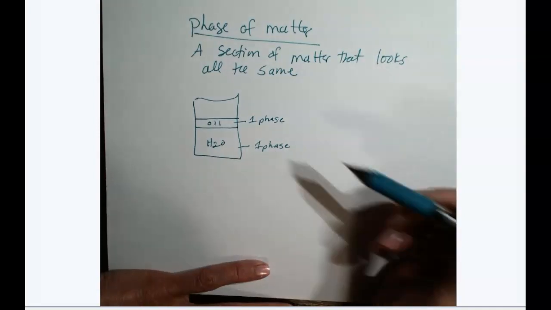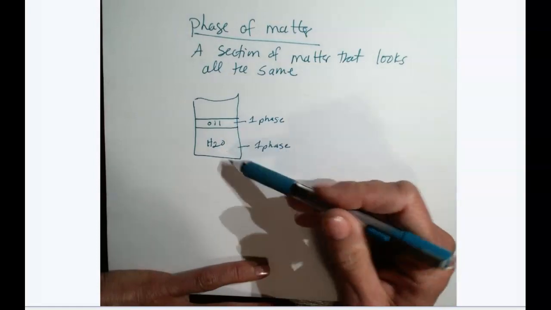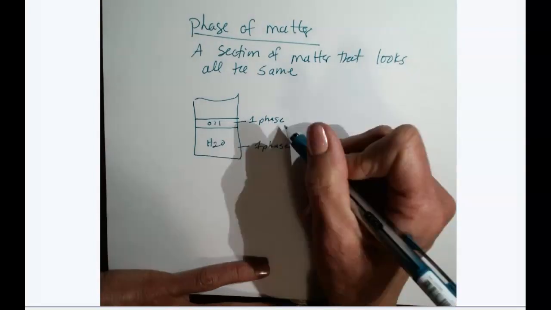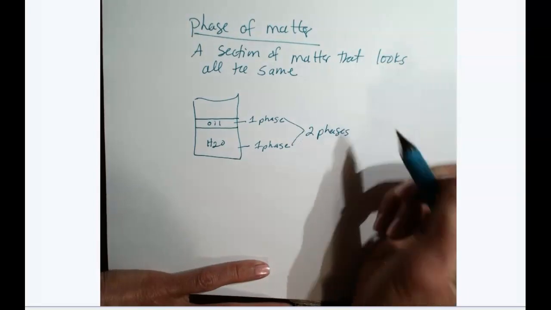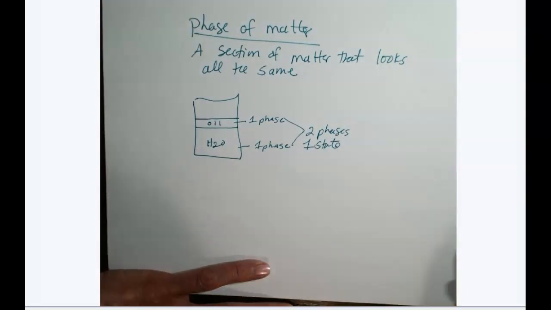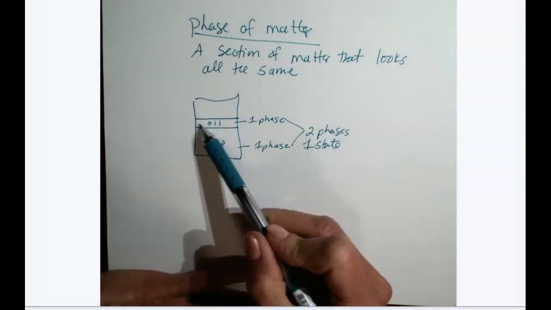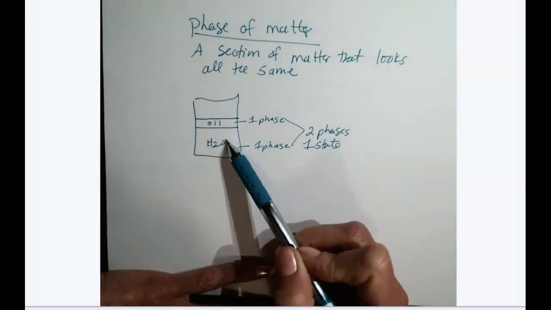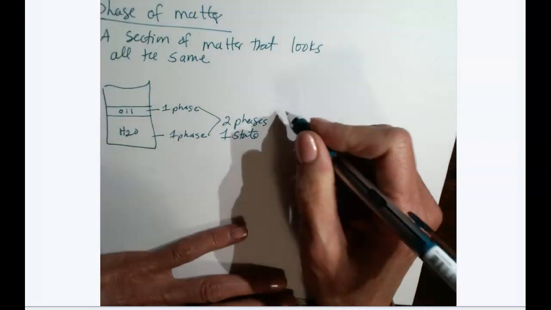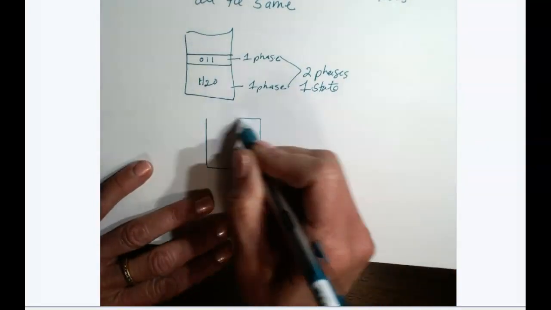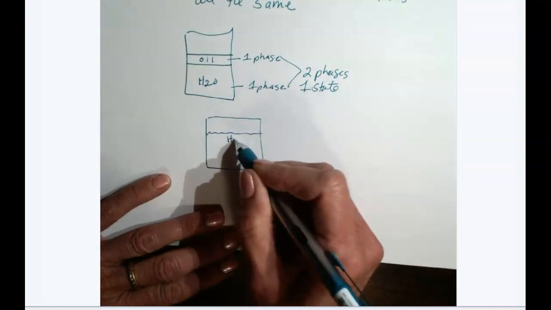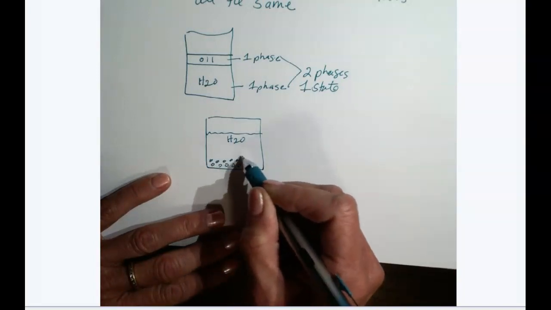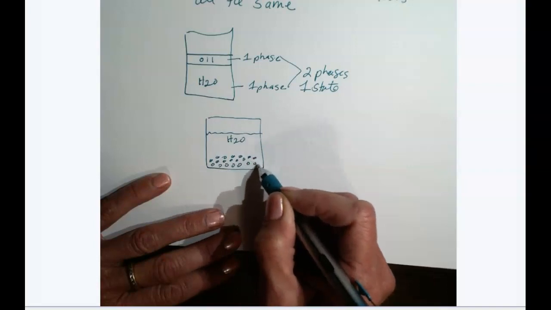However, both of our phases are liquid. So we have two phases, the oil section and the water section, but only one state of matter because both of them are liquid. Another example: if I took a beaker and I put water into it, and then I drop some sand into it. Sand is insoluble, so all of our sand is going to sink to the bottom.